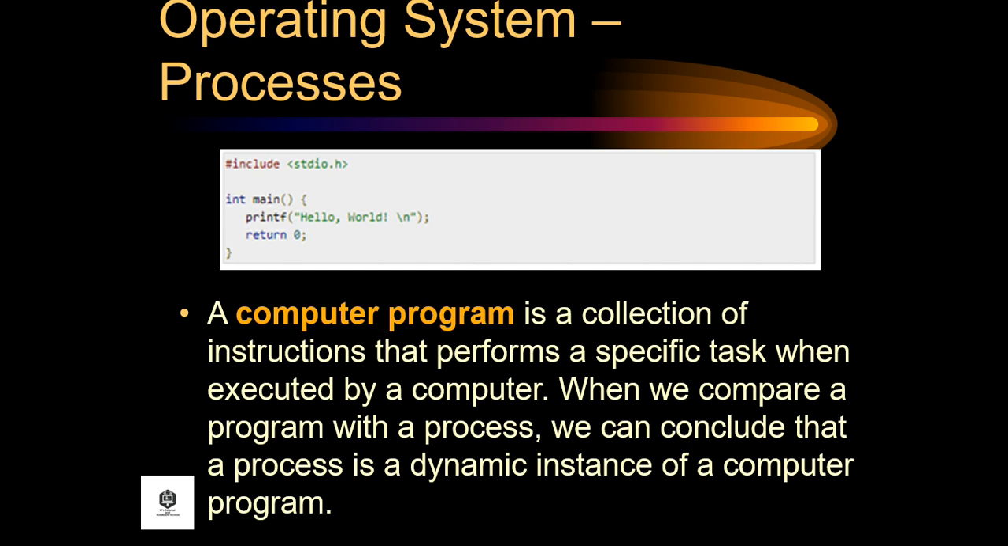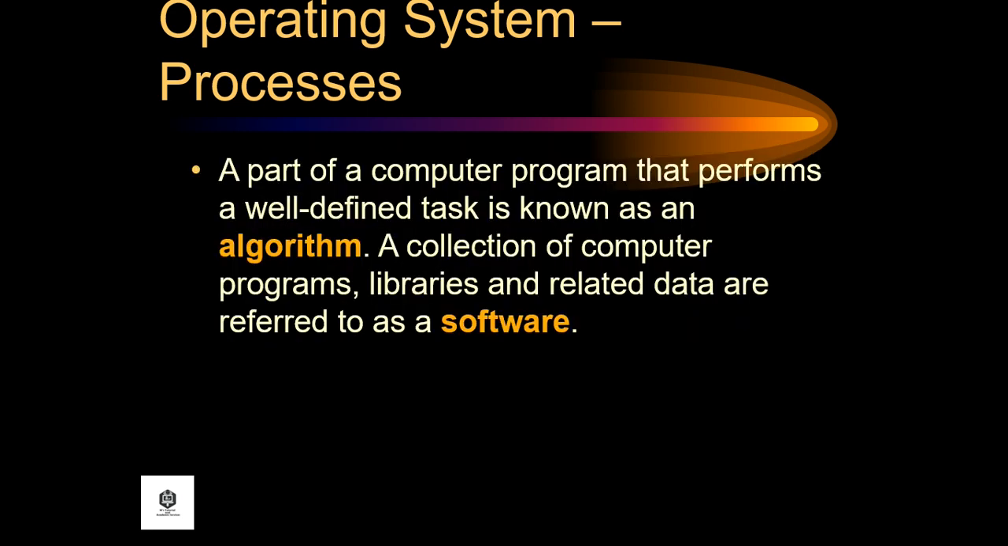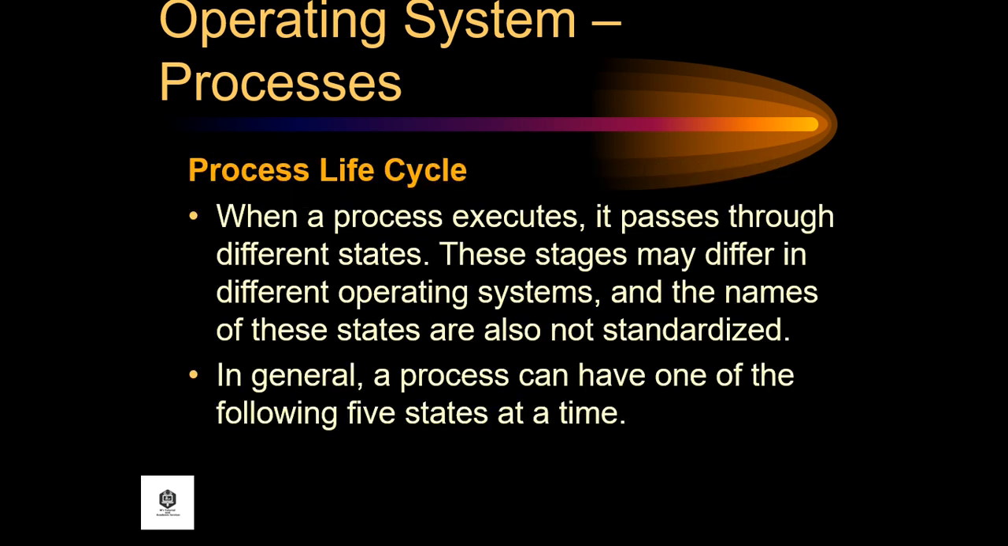When we compare a program with a process, we can conclude that a process is a dynamic instance of a computer program. A part of a computer program that performs a well-defined task is known as an algorithm. A collection of computer programs, libraries, and related data are referred to as software.